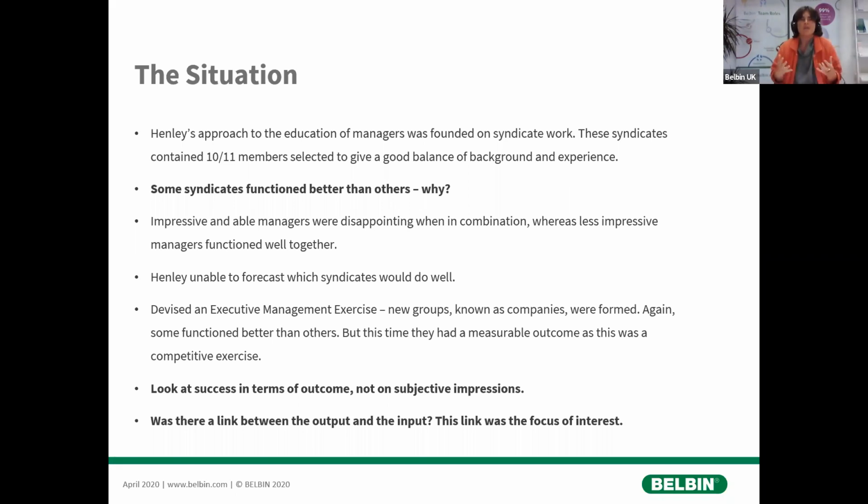Why were they finding that some of these really impressive and able managers who were on their courses, when suddenly they were put together with others, would do quite badly? Whereas those less impressive managers, when they worked with others, they functioned really well. They were unable to find what that missing link was, and they were unable to forecast which syndicates would do well. They didn't have enough data.